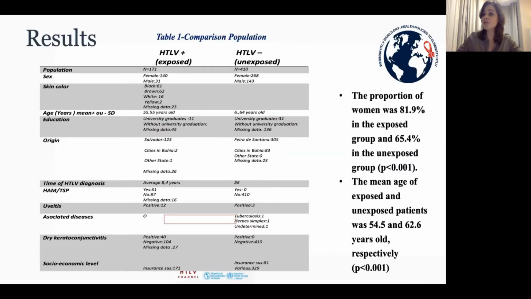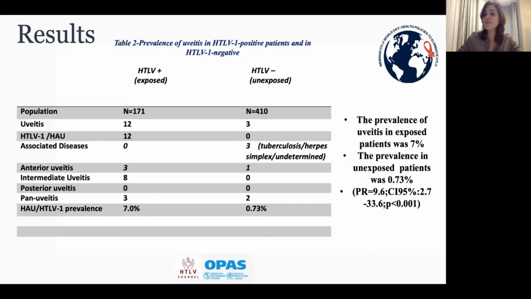Results: the proportion of women was 81.9% in the exposed group and 65.4% in the unexposed group. And the mean age of exposed and unexposed patients was 54.5 and 62.6 years old, respectively. The prevalence of uveitis in exposed patients was 7%, and the prevalence in unexposed patients was 0.73%.